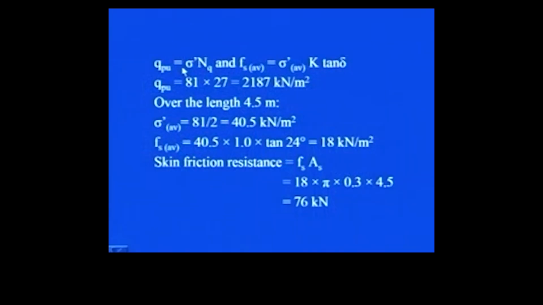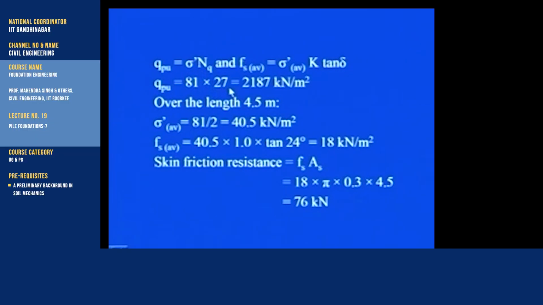So we have a standard expression. We can find out QPU as sigma prime NQ, and FS average, that is unit average skin friction, to be equal to sigma prime average into K into tan delta. QPU: sigma prime we have already found out, that is 81 kilonewton per meter square, multiplied by NQ, which is given in this case, that is 27. In case it is not given, then corresponding to the value of phi you can pick the value. That results into 2187 kilonewton per meter square, that is unit point resistance.